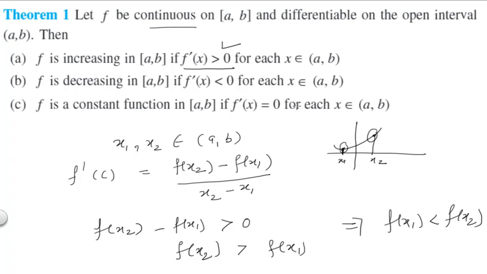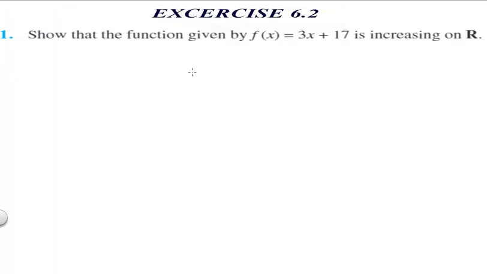Now let us go to how to solve the questions on increasing and decreasing functions. So the first question is, show that the function f(x) = 3x + 17 is increasing on R. R is the set of real numbers. One thing that I just told is, you can find the first order derivative, which will be equal to 3, and it is greater than 0. Hence the function is increasing on all x that belongs to capital R.